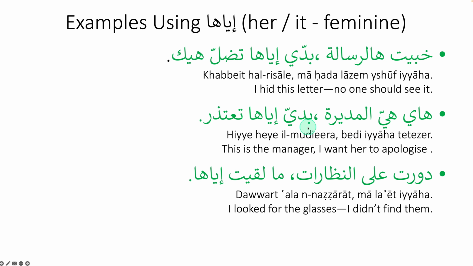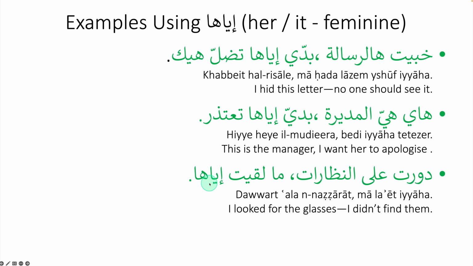هي المديرة بدي إياها تعتذر. هي المديرة, this is the manager. بدي إياها, I want her. تعتذر, to apologize. So there we use that to refer to the manager and you're putting emphasis on what you want.